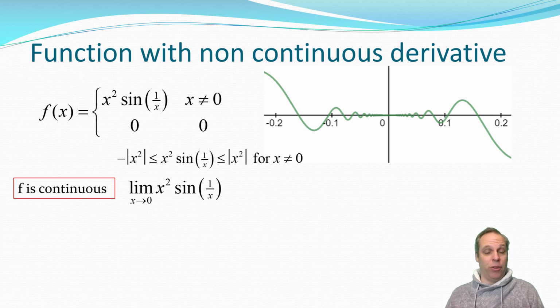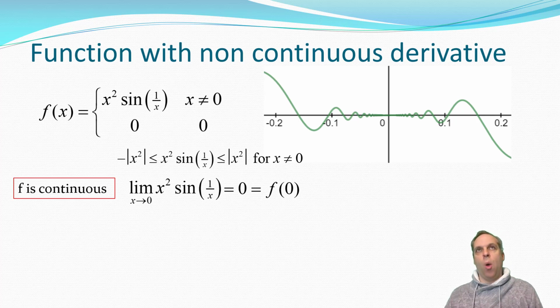Now then, by the squeeze theorem, since the limit of the absolute value of x squared, or its opposite, goes to 0 as x goes to 0, this limit, by the squeeze theorem, also goes to 0. But that's the value of f of 0. So this function is continuous at 0. It's therefore obviously continuous everywhere else, because everywhere else it's defined as x squared times sine of 1 over x, and that's continuous everywhere x is not 0.